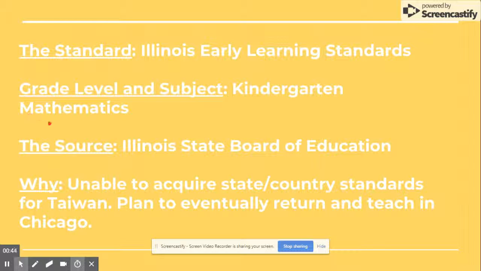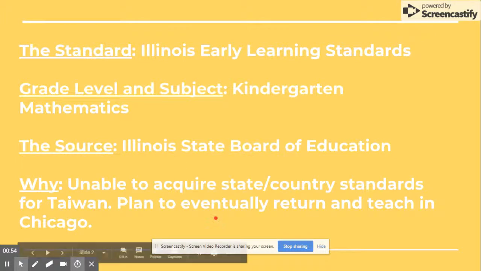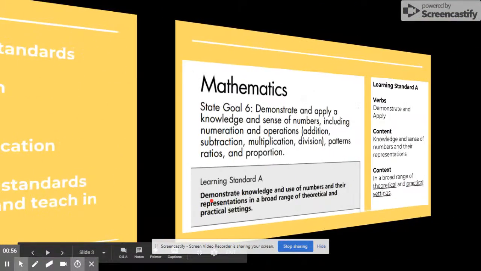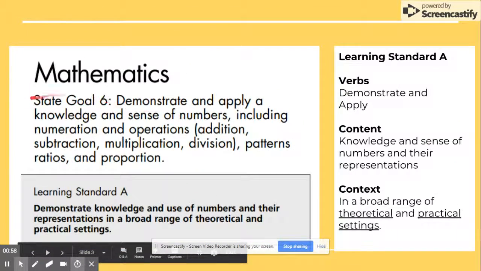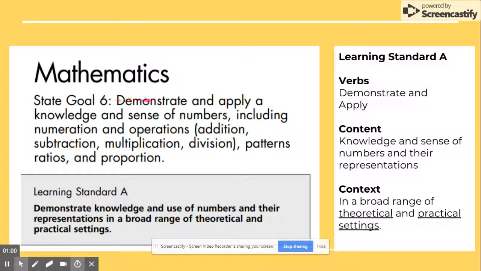It's an area that sometimes can be a bit difficult for me, just because my school doesn't have very clear standards. So I wanted to explore that a little further. Okay, so let's get into it. Here is the mathematics standard in the state goal that I found for Illinois kindergarten.